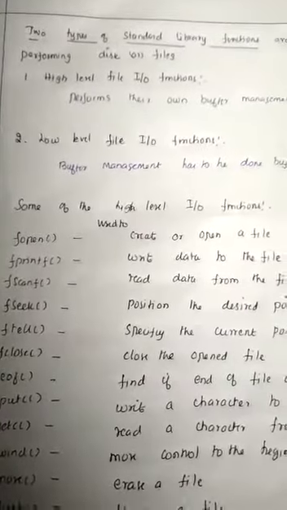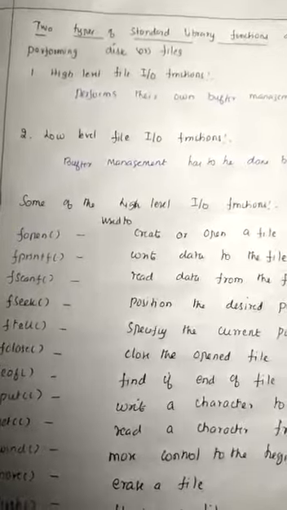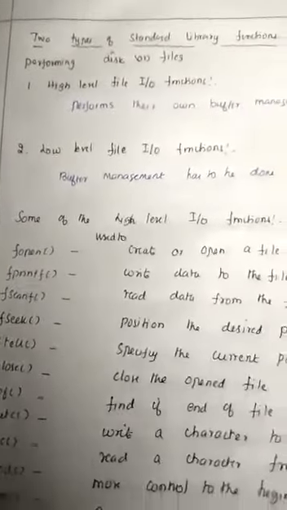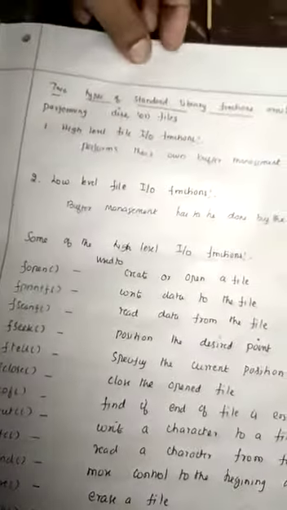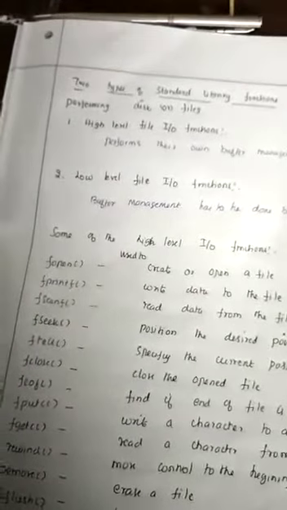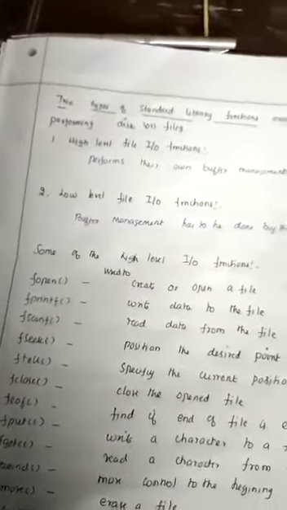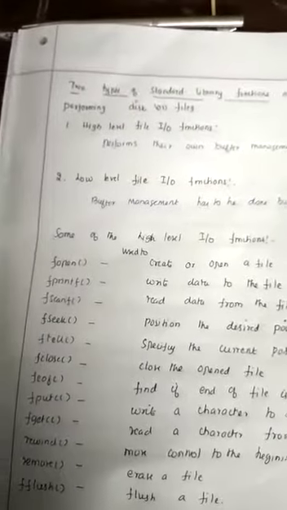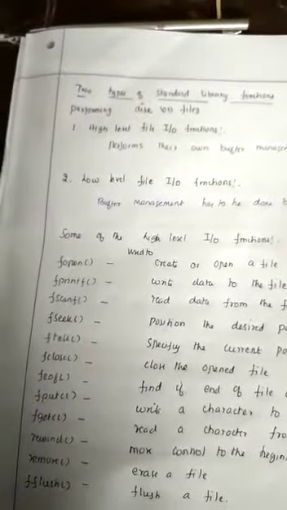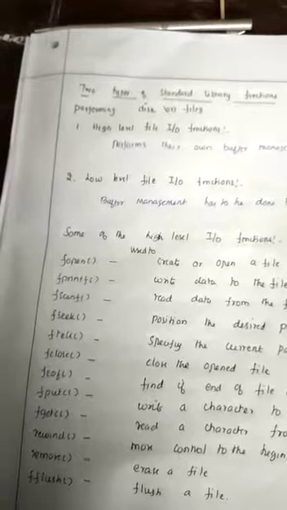Two types of standard library functions are possible on files. What are the two types? One is the high level file input output function and another one is the low level file input output function. When the high level file input output function is used, there is no need to perform buffer management separately. When we use the low level file input output function, buffer management has to be done by the programmer separately.